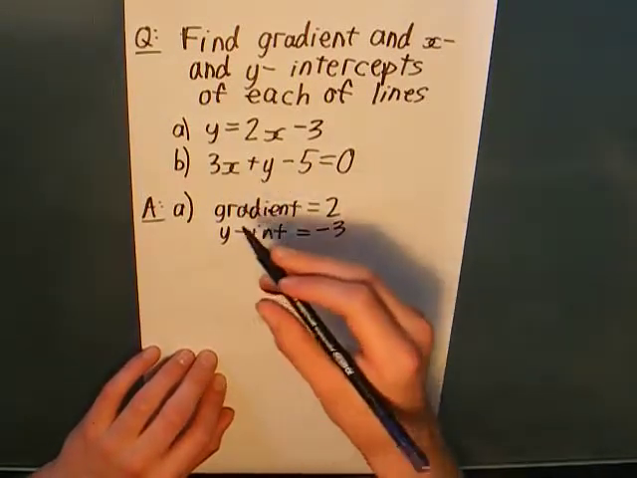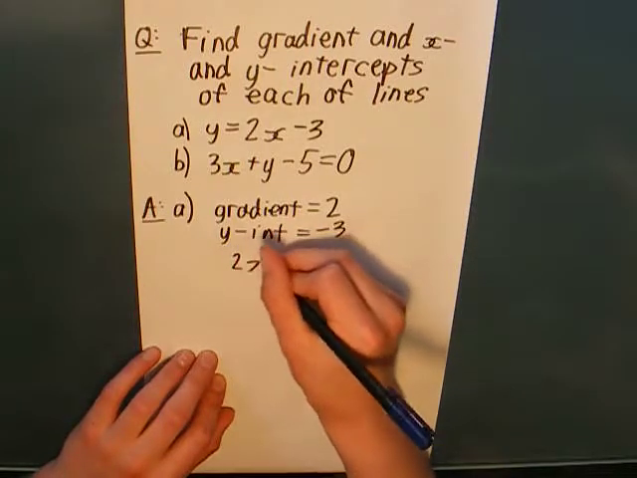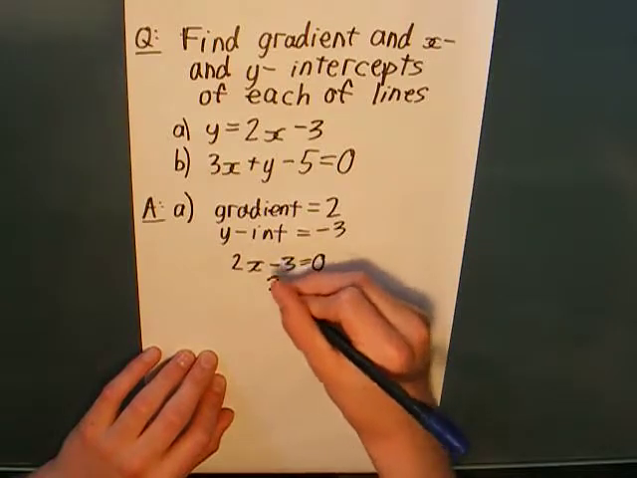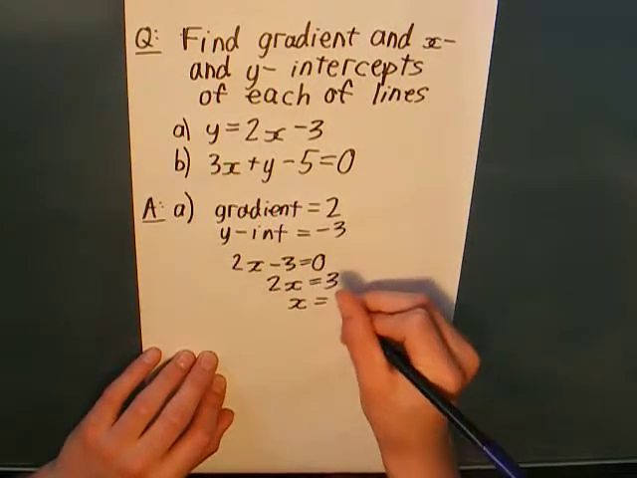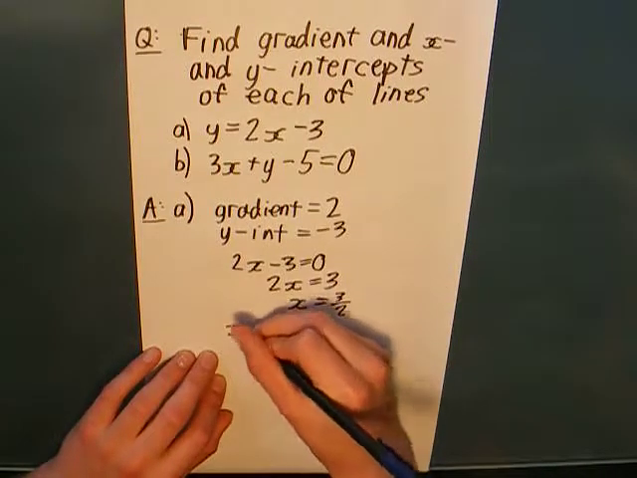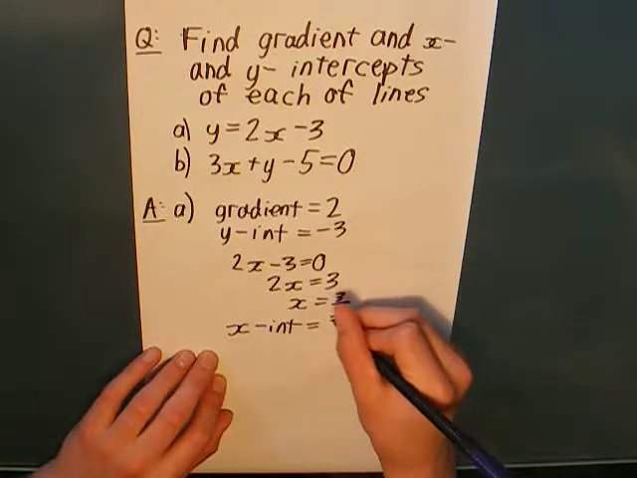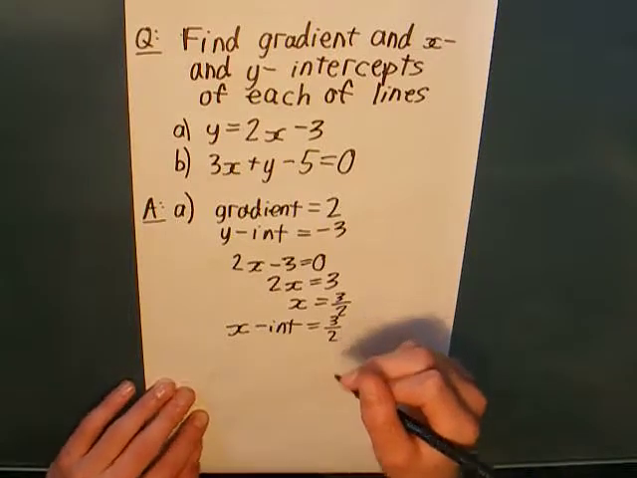Now the way you find the x-intercept is by setting y equals 0 and solving the resulting equation. So that gives just 2x minus 3 equals 0, so 2x equals 3, x equals 3 over 2. So x-int equals 3 over 2. Okay, so that's part A done.